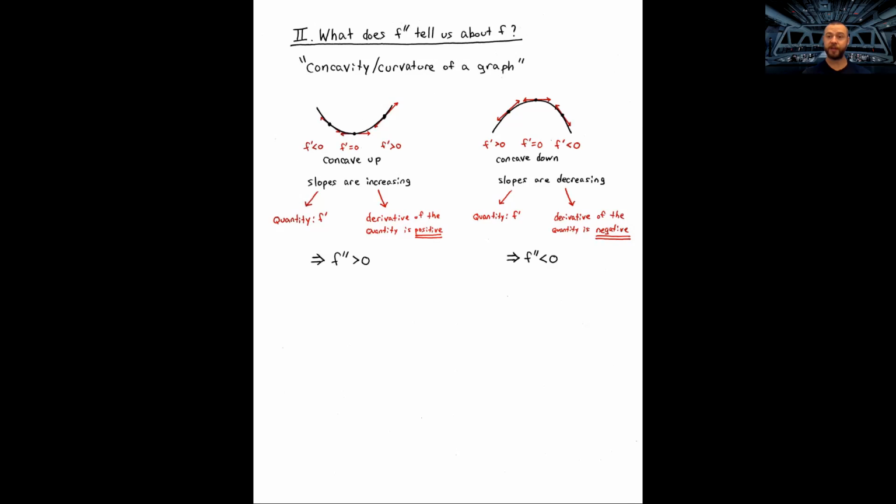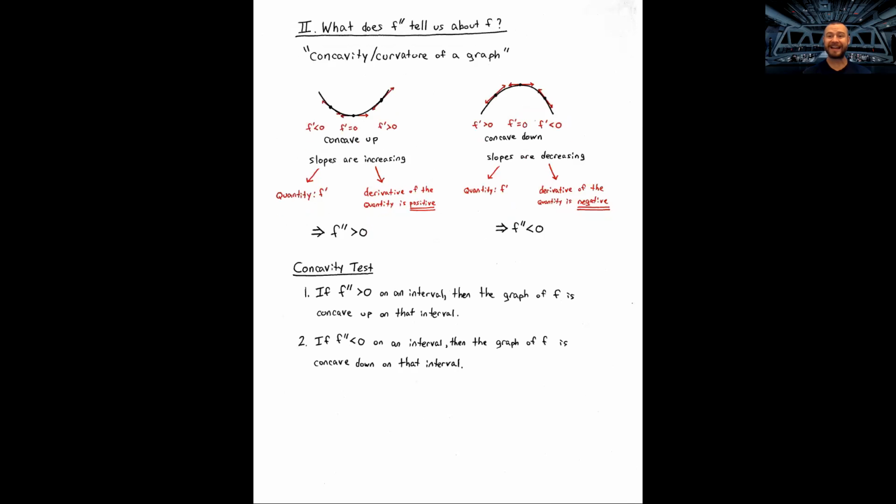And this gives us our first relationship, what we're going to call the concavity test. It's what we'll apply to some following examples. And it's pretty simple. It basically says if the second derivative of a function is positive on an interval, then the graph of the function is concave up. And if the second derivative is negative on an interval, then the graph of the function is concave down. So positive second derivative, it's curved upwards. Negative second derivative, curved downwards.